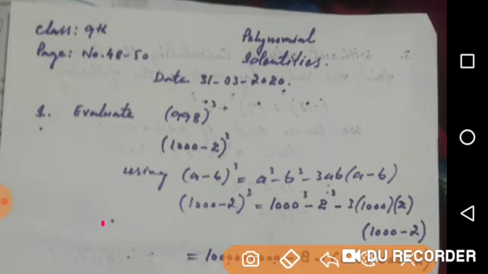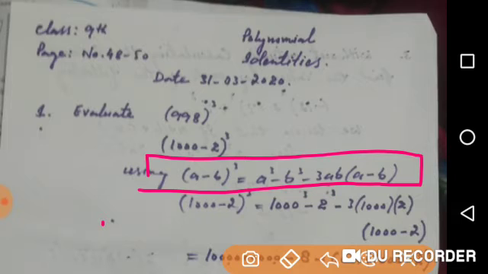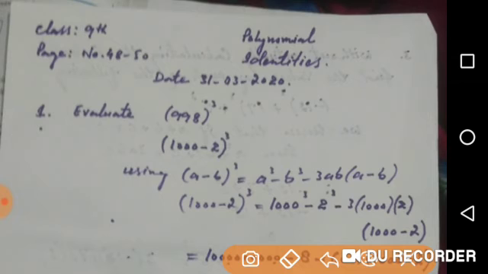Then we will use the identity (a minus b) whole cube, which is equal to a cube minus b cube minus 3ab into (a minus b). So here a is 1000 and b is 2. So we write (1000 minus 2) raised power 3 equals 1000 cube minus 2 cube minus 3 into 1000 into 2 into (1000 minus 2). Then you will simply simplify it.